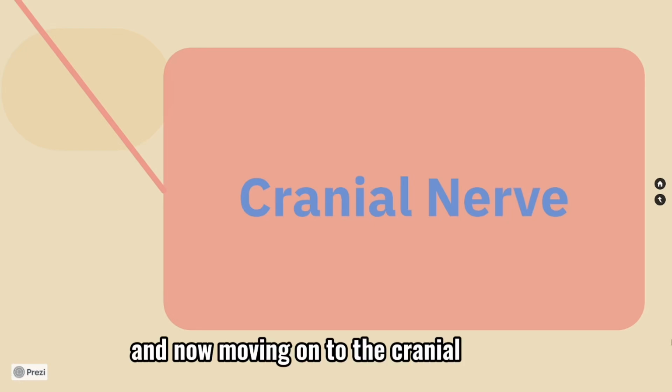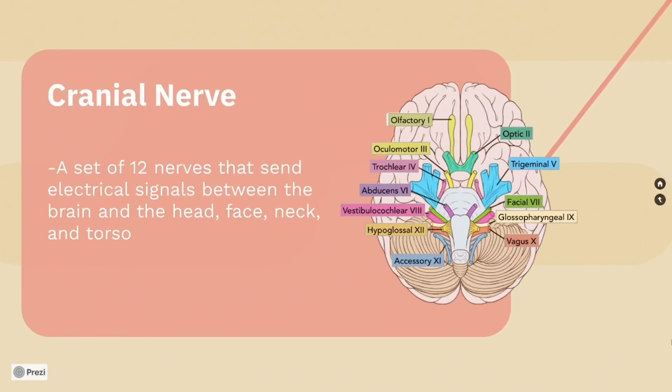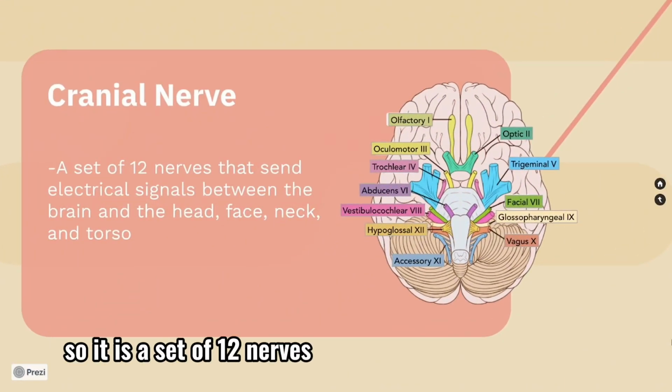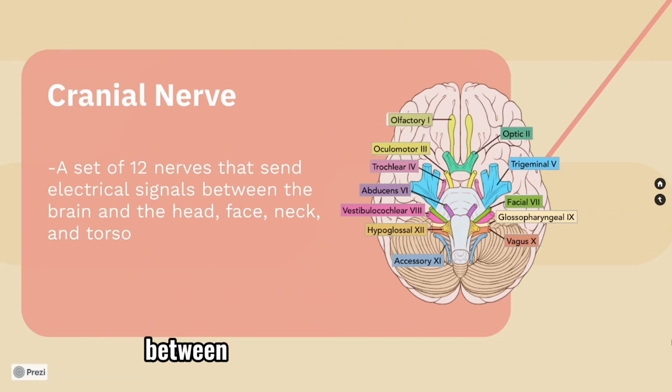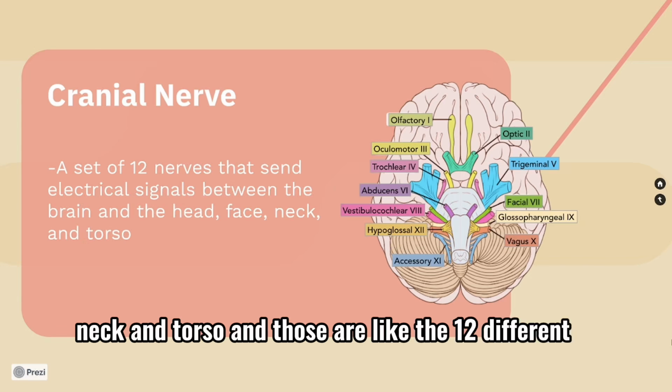And now moving on to the cranial nerves. So it is a set of 12 nerves that send electrical signals between the brain and the head, face, neck, and torso. And those are the 12 different nerves.